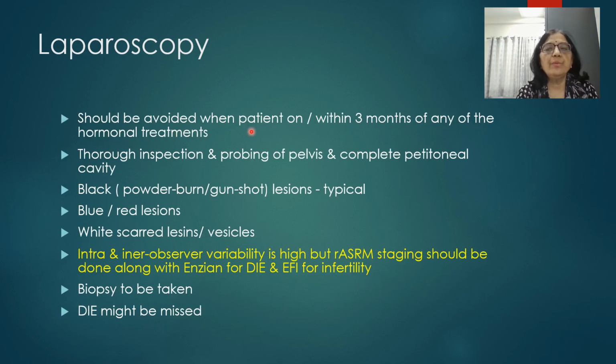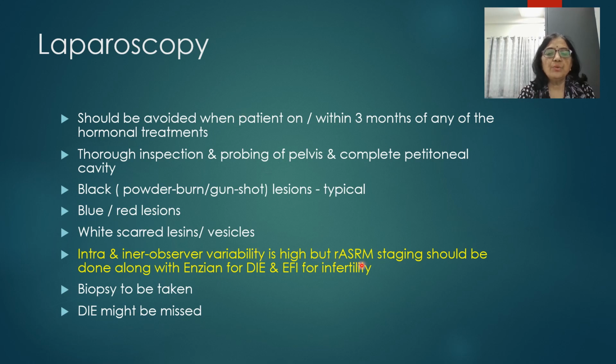Laparoscopy should be avoided when the patient is on, or has taken within the previous 3 months, hormonal treatment. Thorough inspection of the peritoneal and pelvic cavity should be done, and probing should also be done, especially to look for deep infiltrating disease. Black lesions are said to be typical, gunshot or powder burn. Blue or red lesions can also be there, or white scarred lesions or vesicles are also seen. There is a high intra- and inter-observer variability as far as the diagnosis of endometriosis by laparoscopy goes.